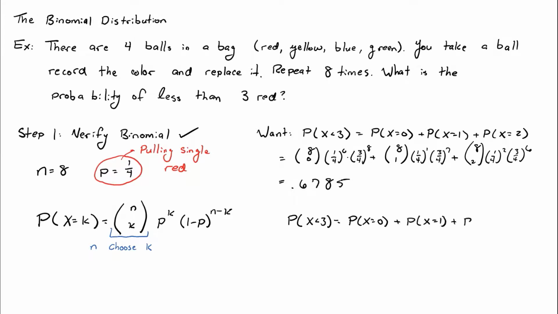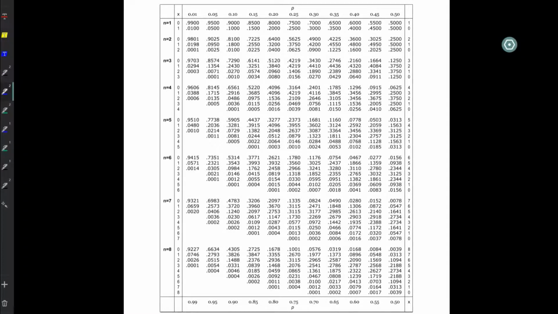Rewrite what we want to find. Here is the table. We had n equals 8. Find that down the left. The probability was 0.25. That's this column. We wanted the values for 0, 1, and 2. That is here, here, and here. To get our final answer, we add these 3 numbers.